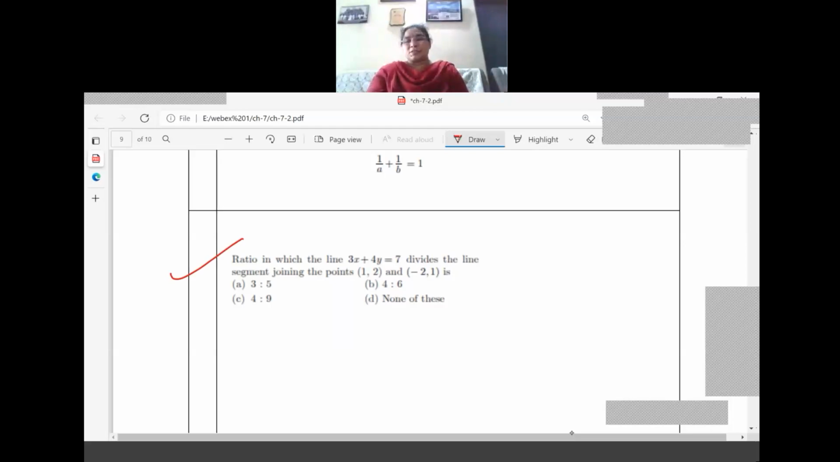Ratio in which the line 3x plus 4y equal to 7 divides the line segment joining the points (1, 2) and (-2, 1) is. Try.